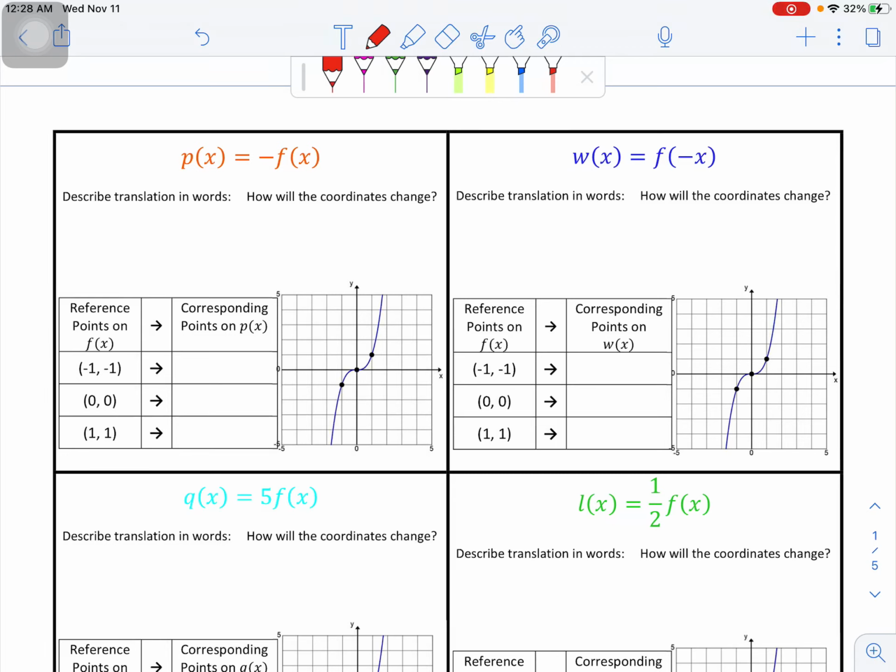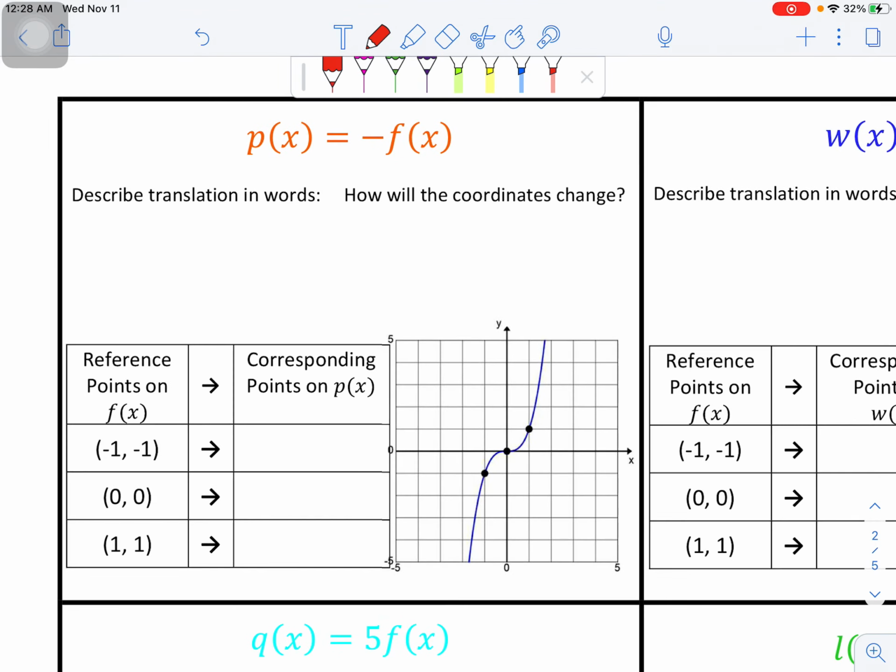So we're going to continue talking about transformations. It's the same thing that we did in the last video. We're going to focus on one problem at a time, figure out what the transformation is, how the coordinates will change, and then actually graph it.